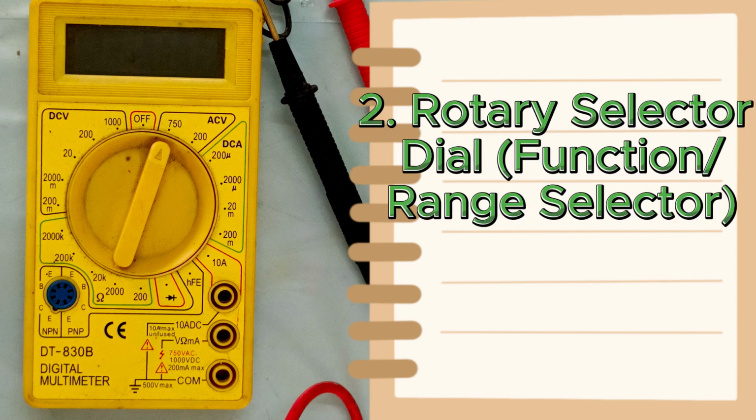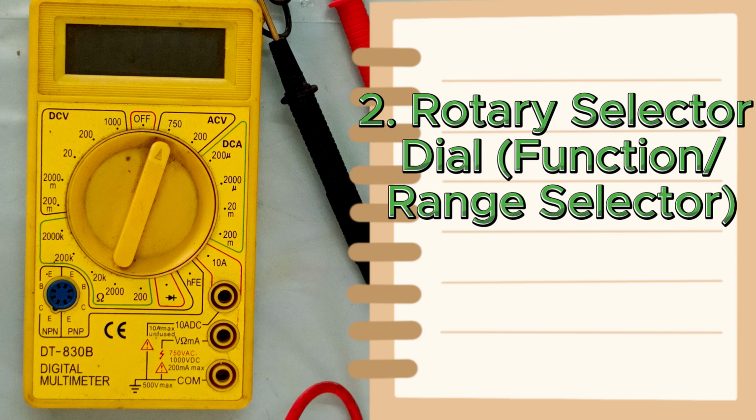2. Rotary selector dial, function range selector. Function: selects the type of measurement, voltage, current, resistance, etc., and the desired range. Common settings: AC voltage, alternating current voltage. DC voltage, direct current voltage.